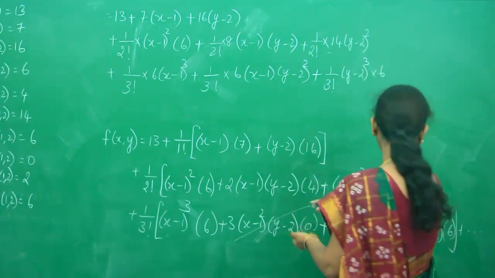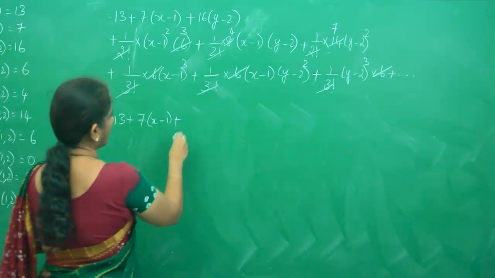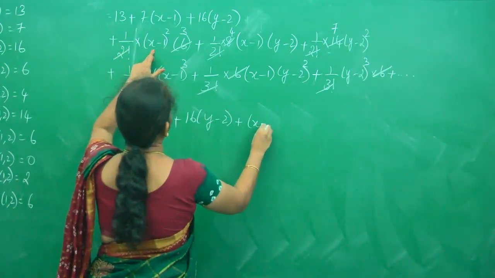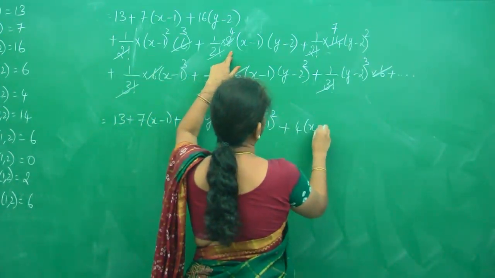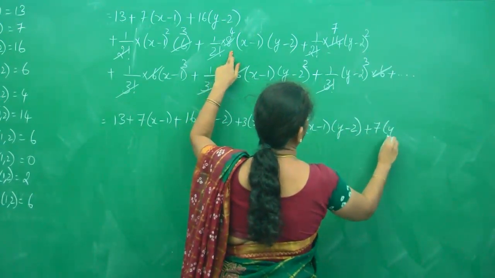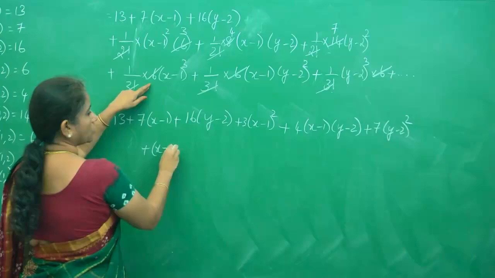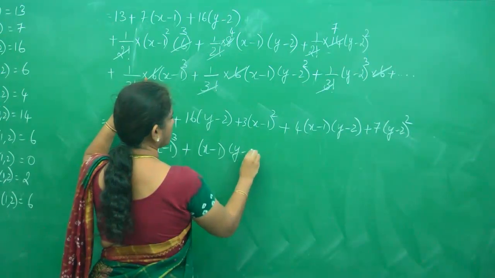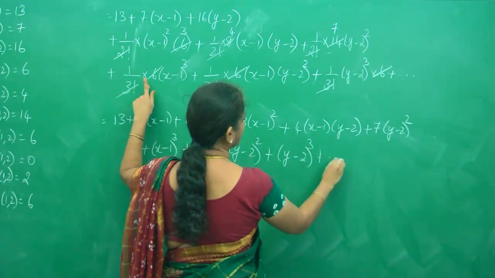Now let us check which terms we are getting: 7 into x minus 1 plus 16 into y minus 2, plus 3 times x minus 1 the whole square plus 4 times x minus 1 into y minus 2 plus 7 times y minus 2 the whole square, plus x minus 1 the whole cube plus x minus 1 into y minus 2 the whole square plus y minus 2 the whole cube, plus etc.